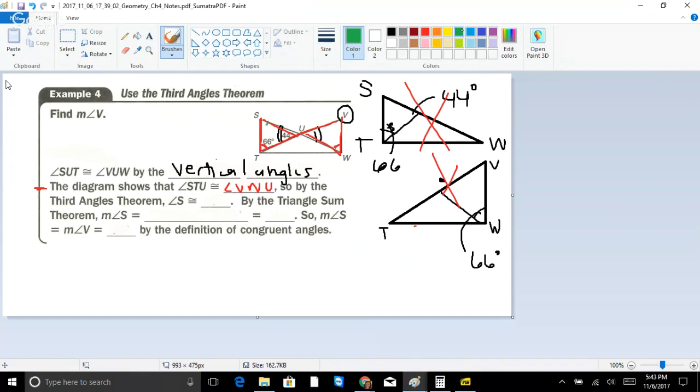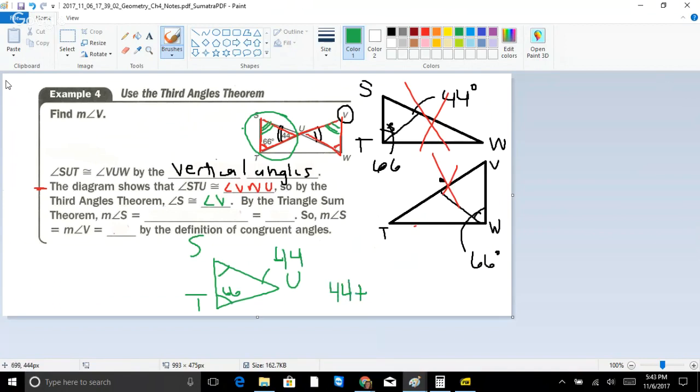So because of theorem 4.3, the third angles theorem, we can say that angle S is congruent to angle V. That means if we can solve for angle S, we can solve for angle V. If we look at this one triangle over here and pull it out, we have STU. This angle here is 66 degrees, and this angle is 44 degrees.